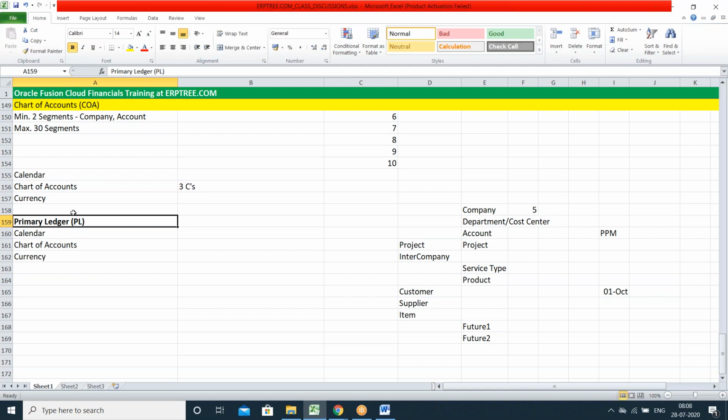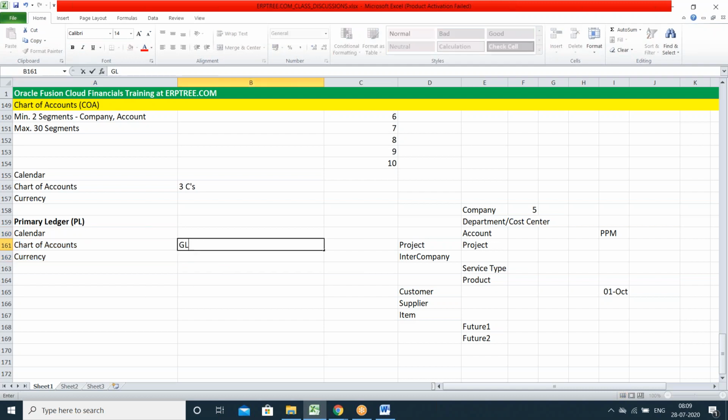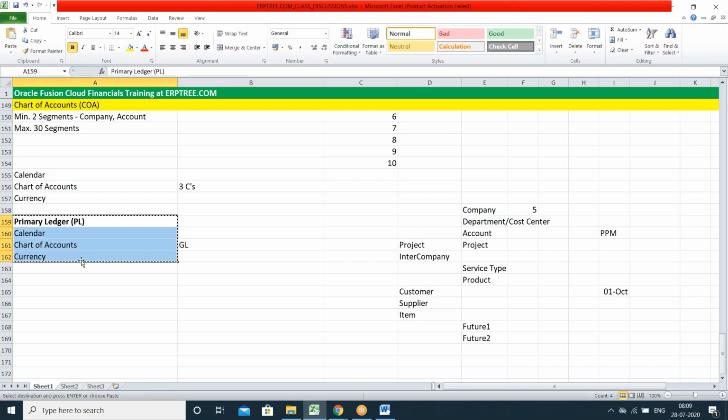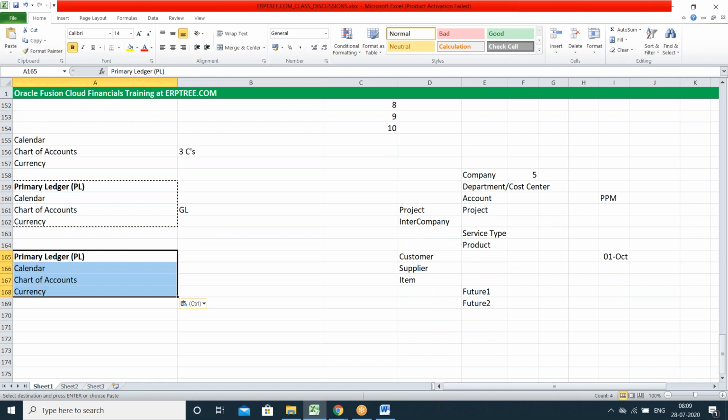We discussed different applications: GL, AP, AR, CM. And apart from GL, all other applications we call subledger applications. But if you record the transaction by using a primary ledger that has only these three C's, you can record the transactions only in the GL application. If you create the primary ledger by using the calendar, currency, and chart of accounts, we can record the transactions in the general ledger application. If you want to record the transactions in a subledger application, all applications other than GL are subledger applications.